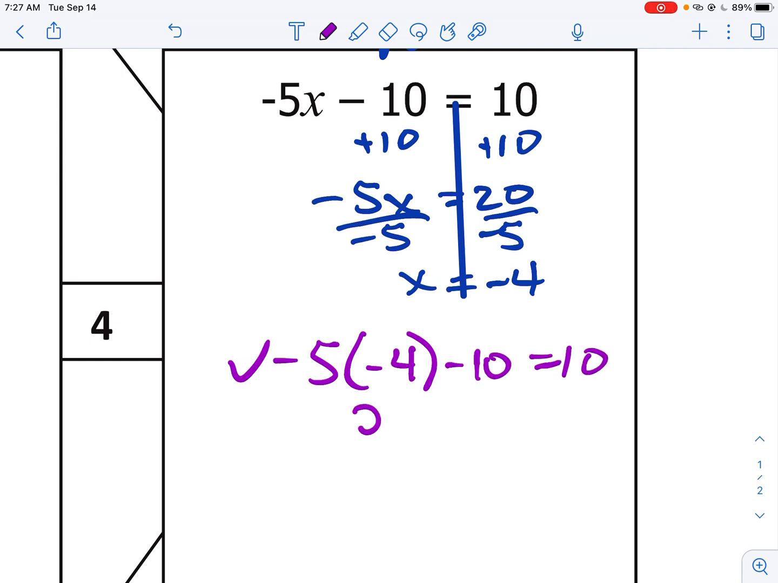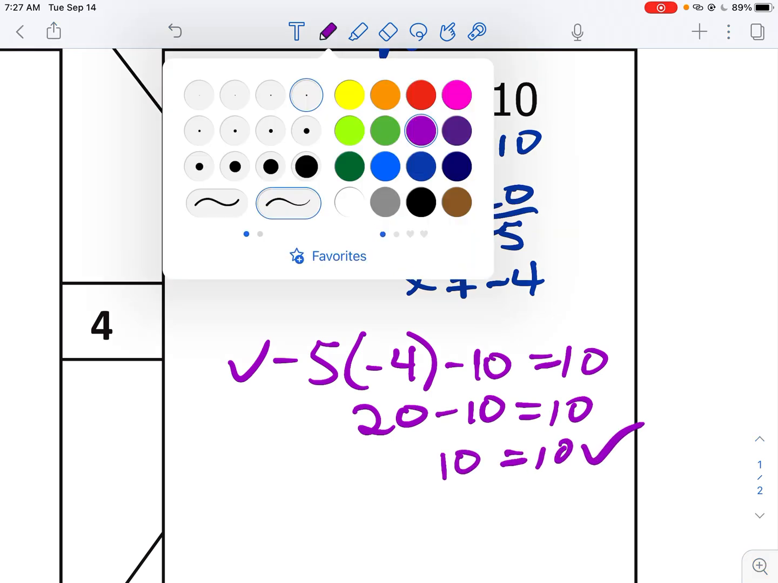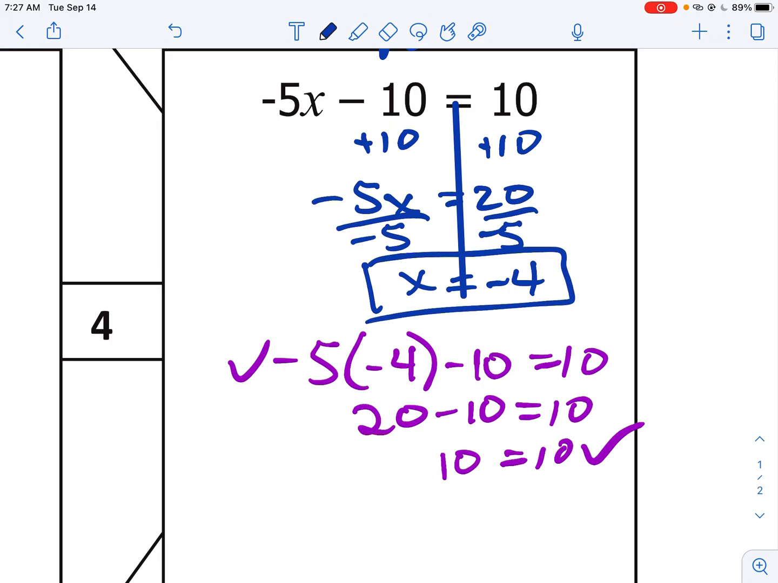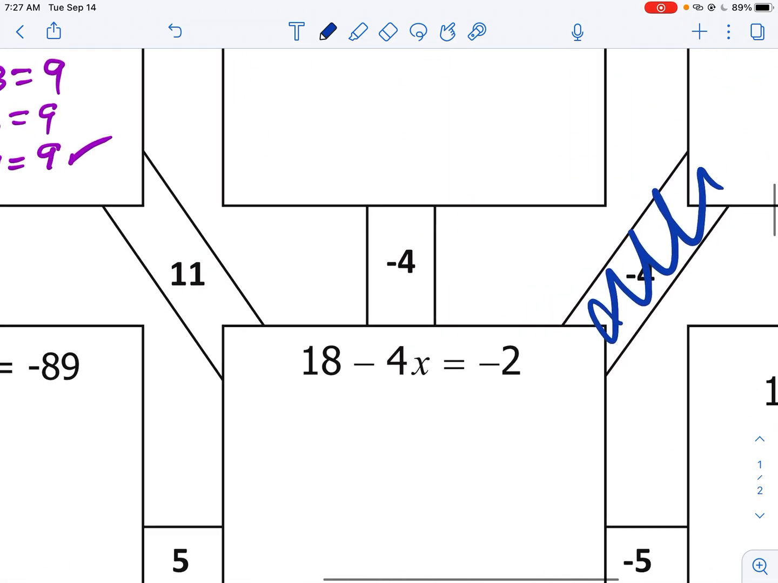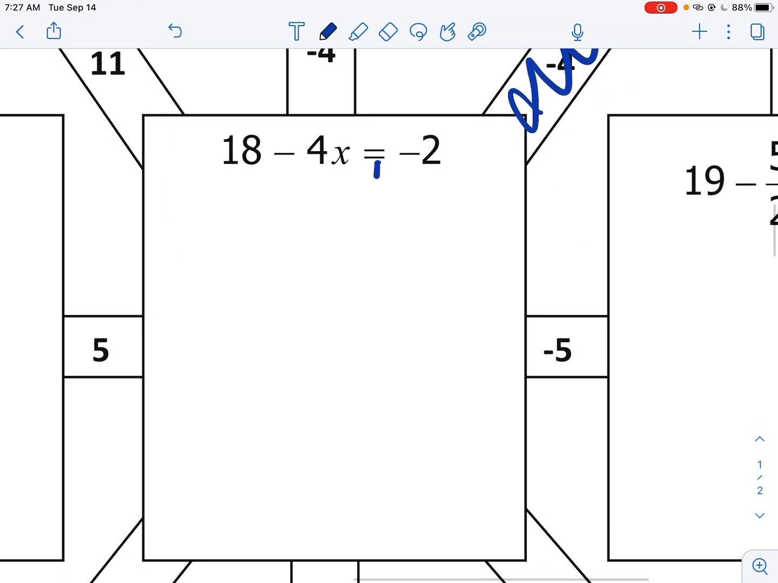I check my work. Negative 5 times negative 4 minus 10. Does that equal 10? 20 minus 10. Look at that. 10 equals 10. So x equals negative 4.